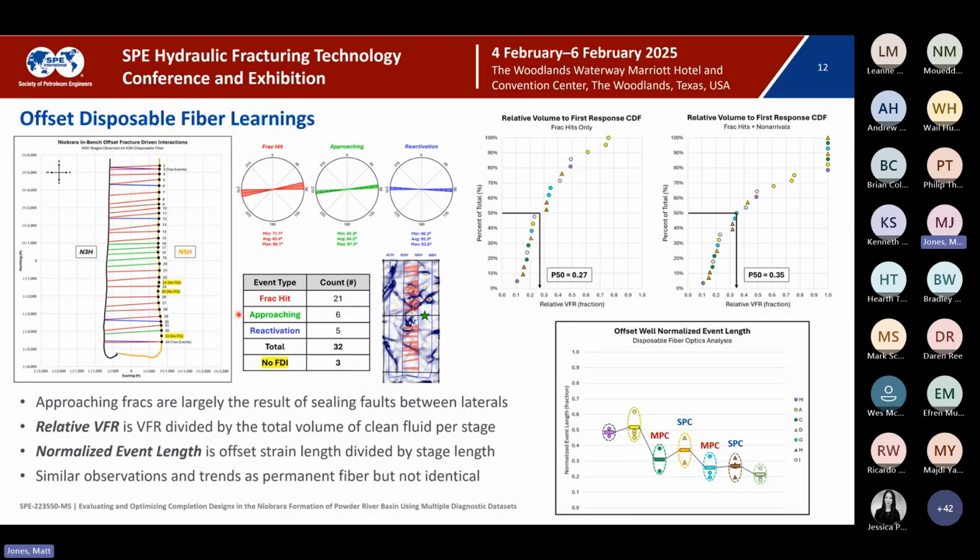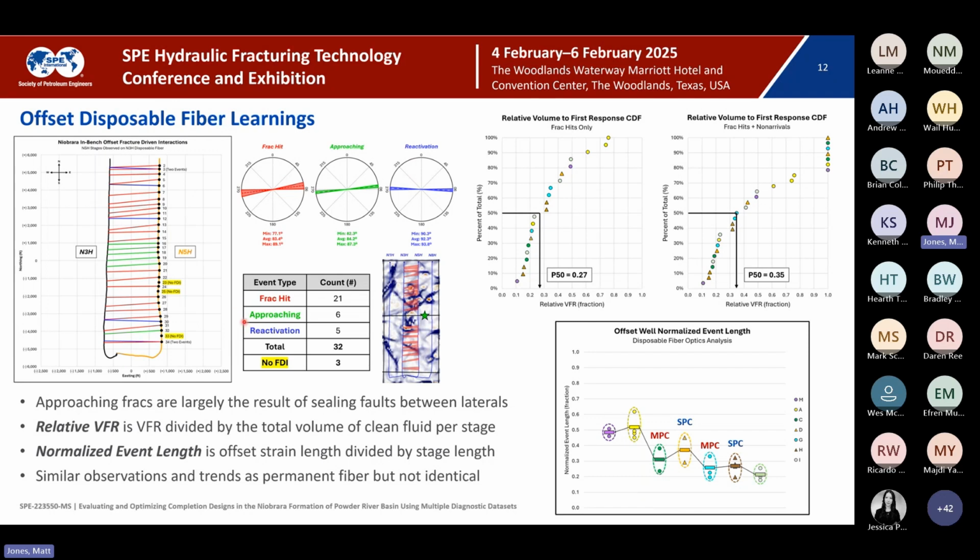detectable, but they didn't quite intersect the N3H, and 5 reactivations, which can come from potentially poor plug isolation. But recall when I was going through the permanent fiber optic results, we didn't see any indication in DAS and DTS data that we had major issues with plug isolation. The other possibility is either fracture reorientation or possible cement bond degradation, which allows some level of backflow into previous stages. So this is what we saw in terms of FDIs.